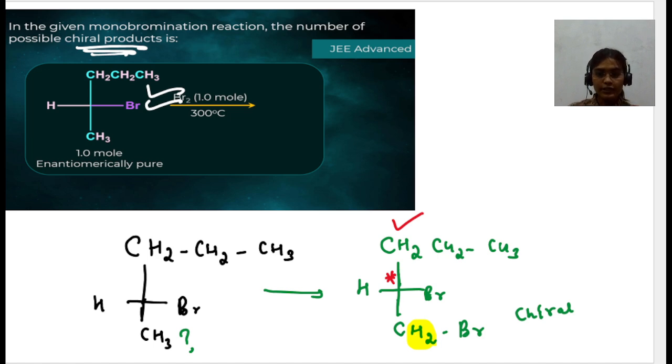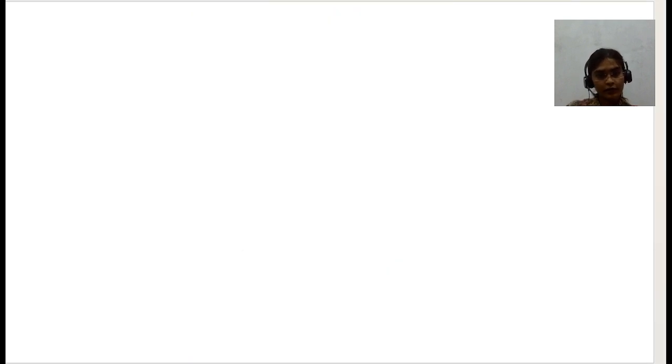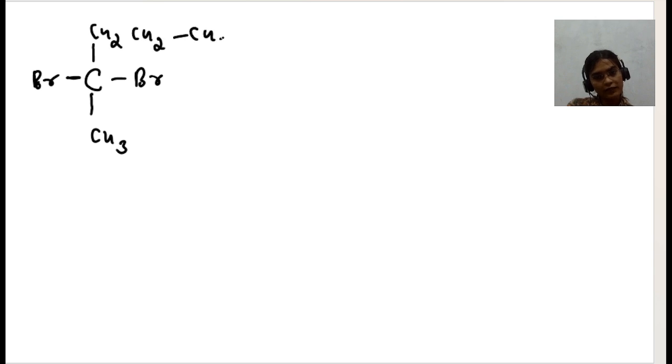Let's move further. Let's see one more point here. Now let's discuss again. The second possibility is what? Maybe the bromine is connected on this center. This upcoming bromine connected here, and it will remain CH3, and it is a CH2, it's a CH2 and it's a CH3. Is this given compound chiral or not?